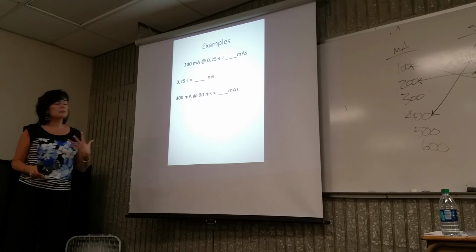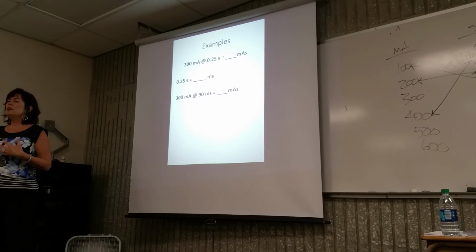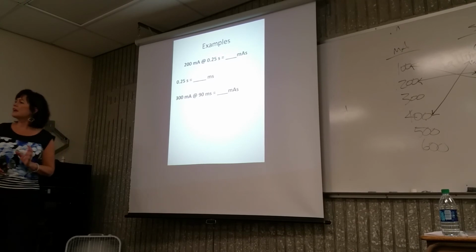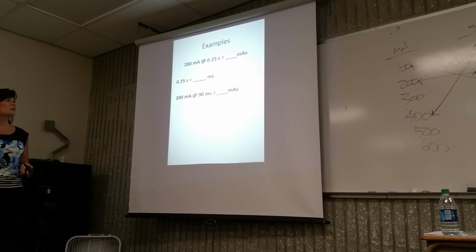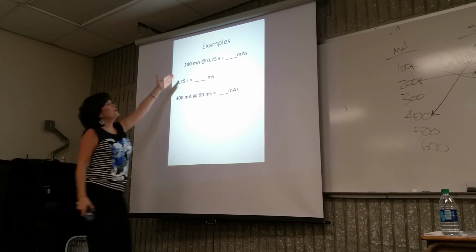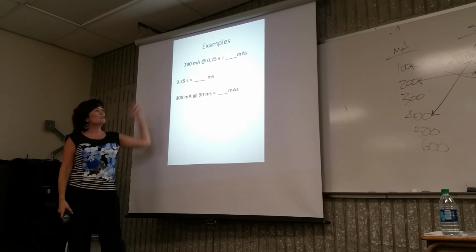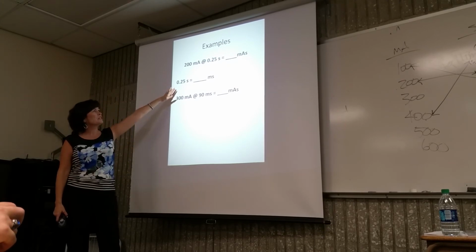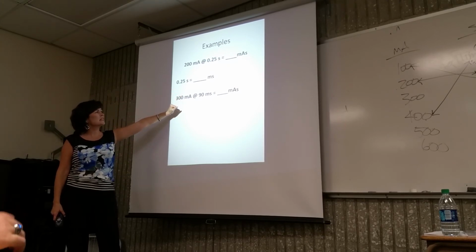So here are some examples, and this is what I'm going to give you for practice. We can do these in lab. You can take them home. We'll go over them next week. So here you have 200 MA at 0.25 seconds. What is that mAs? You can use your calculators. You can do it in your head, whichever one you want to do. What is 0.25 seconds in milliseconds?